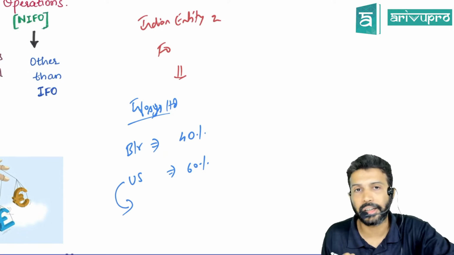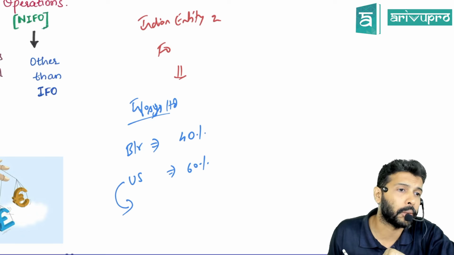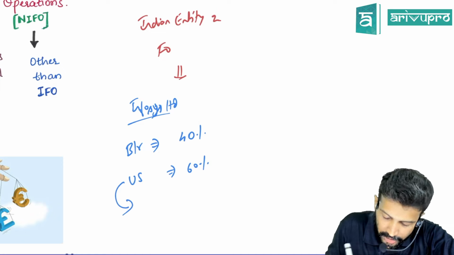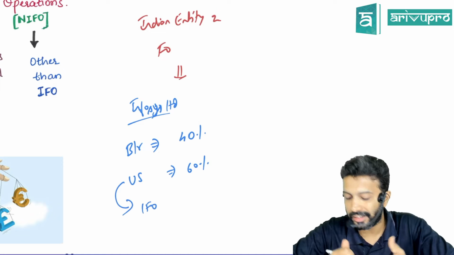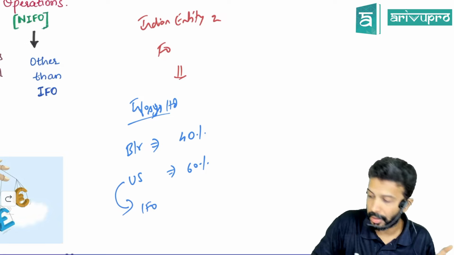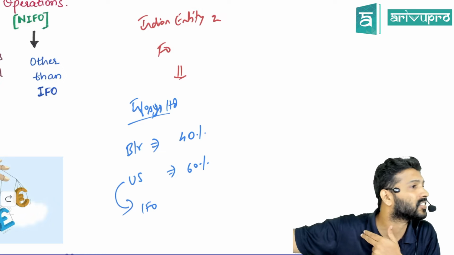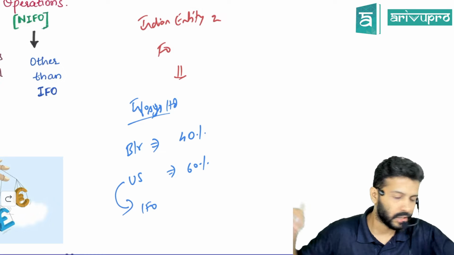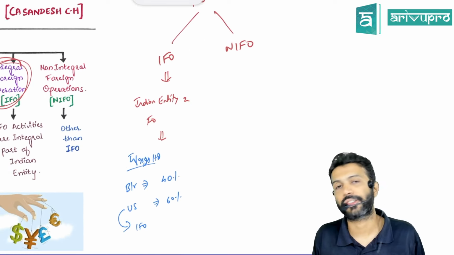This US entity, we call it the foreign operation. Is it an integral foreign operation or a non-integral foreign operation? This US foreign operation becomes your integral foreign operation because the Indian entity and the US entity are closely related. Though this US operation is situated outside India, it's as good as an extension of the Indian office. That scenario we call integral foreign operations. Any problem?